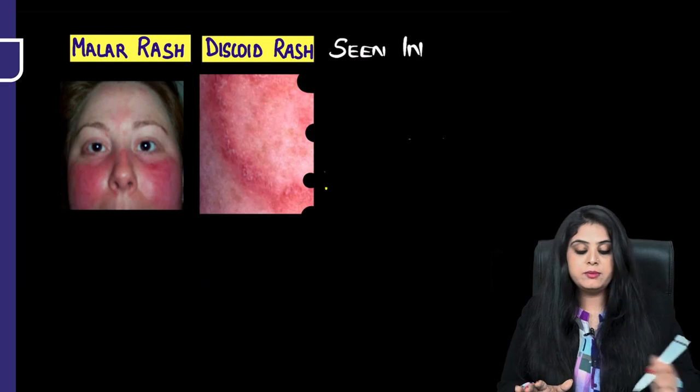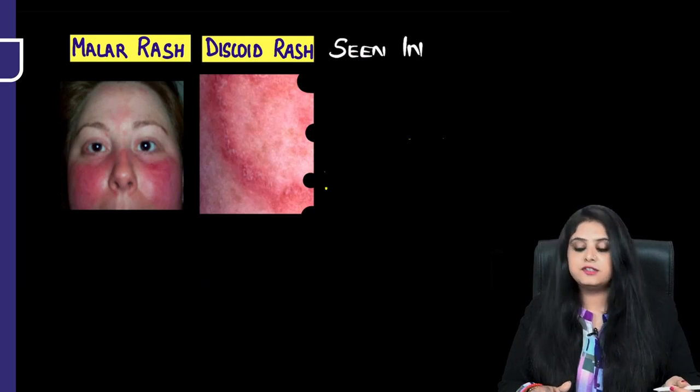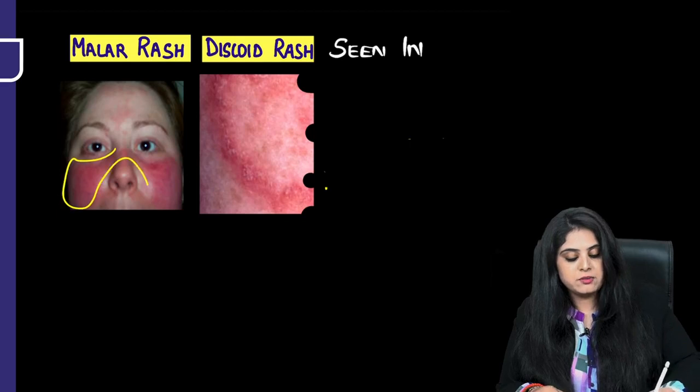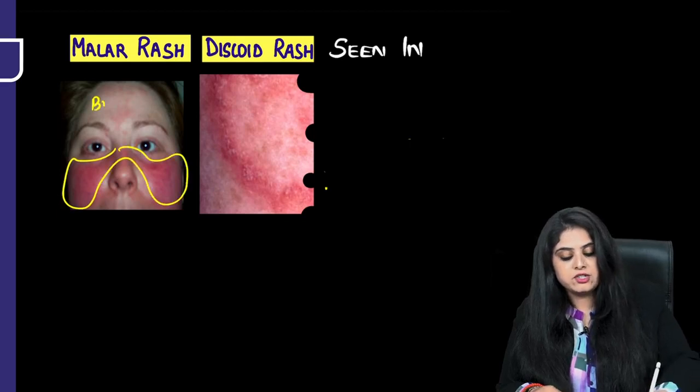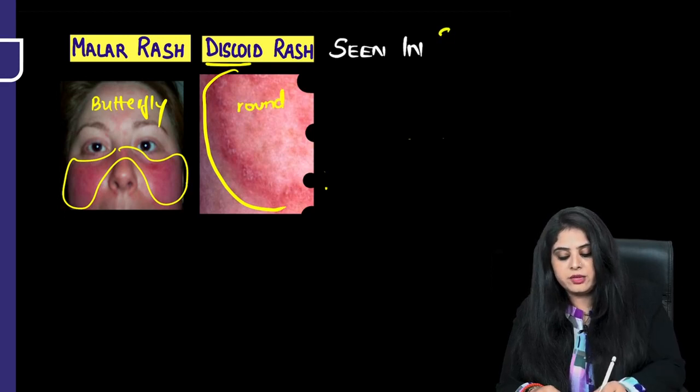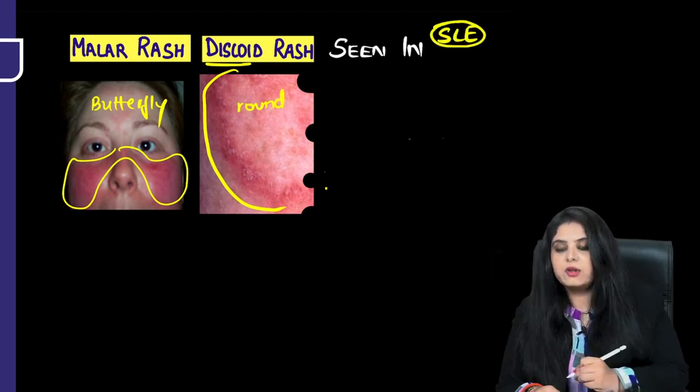We now move on to the immunity chapter images, and the first two rashes are in front of you. First and foremost, you can see this butterfly shaped rash. This butterfly shaped rash is known as the malar rash. And second, you can see a round rash, round like a disc, which is the discoid rash. Where are they seen? Of course, you know I'm talking about SLE.